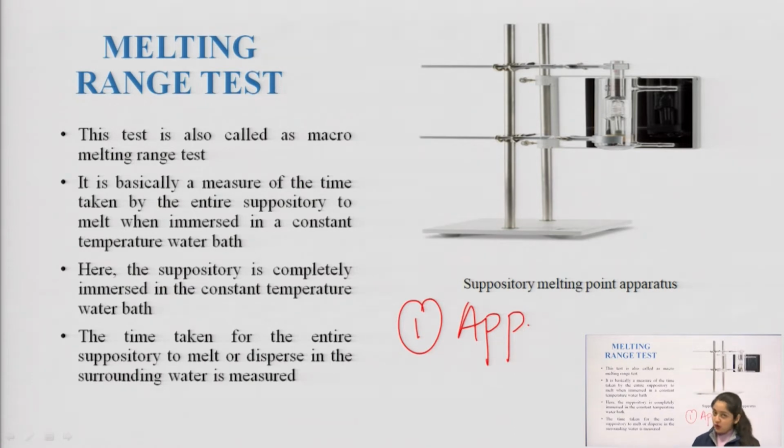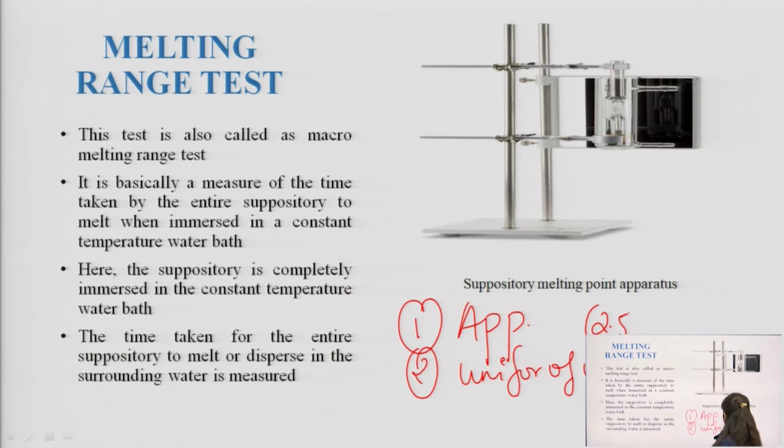The second test we saw in the last lecture was uniformity of weight. We saw that when we weighed around 20 suppositories, not more than 2 suppositories should vary from the range of 2.5% of the total weight of the entire 20 suppositories. That is how we calculate the uniformity of the suppositories, because it helps us understand if some suppositories are overfilled or underfilled, so that they can be evaluated and suitable corrections can be done.